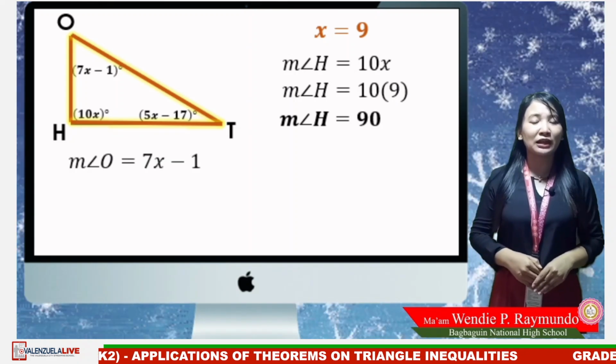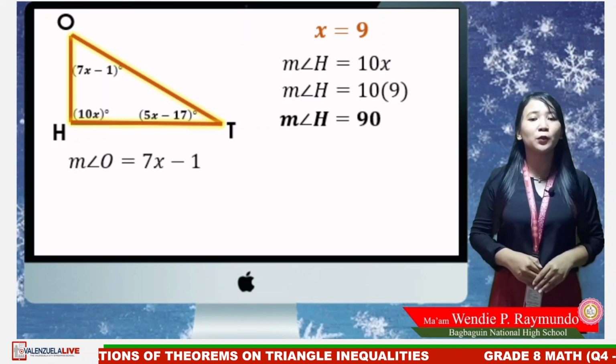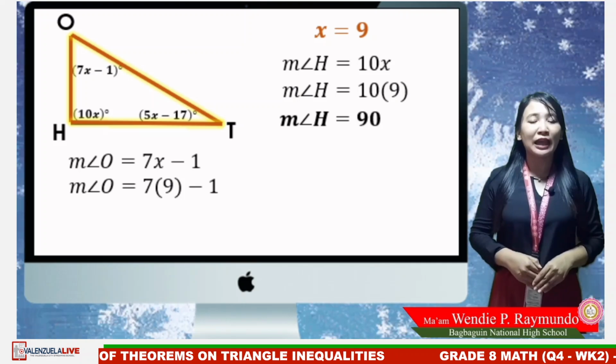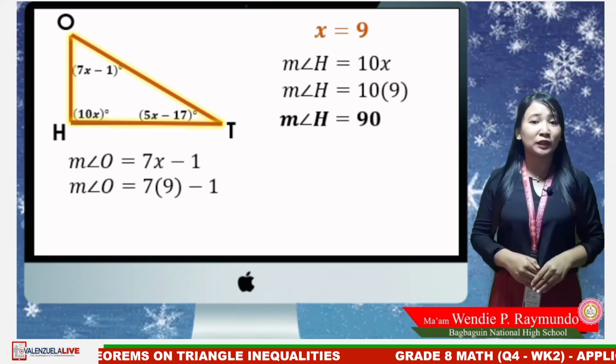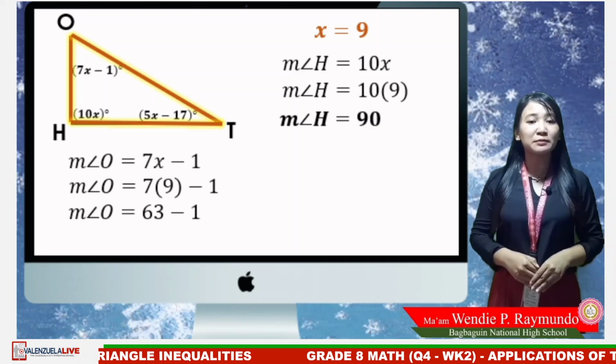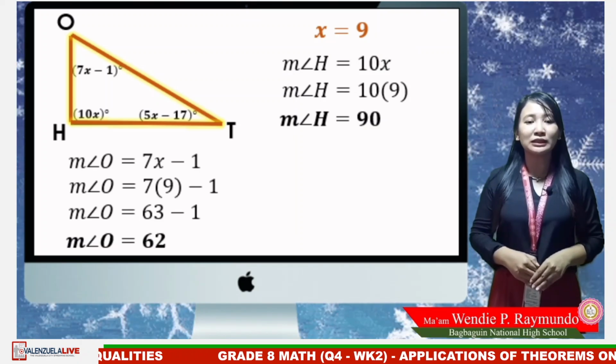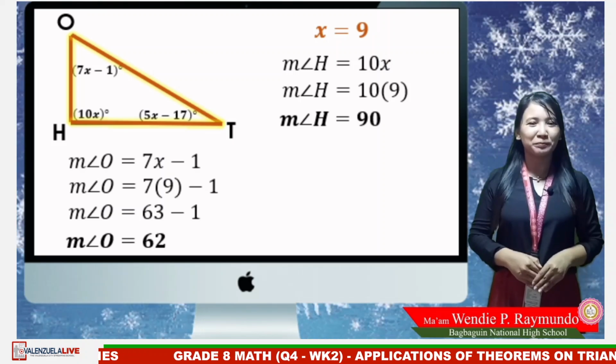Next is measure of angle O is equal to 7x minus 1. So measure of angle O is equal to 7 times 9, the value of x, minus 1. So measure of angle O is equal to 7 times 9 is 63 minus 1. And measure of angle O is equal to 62.